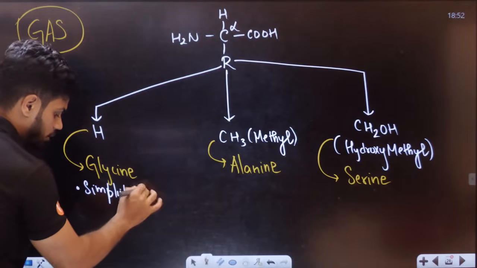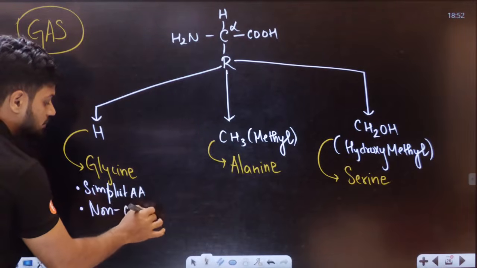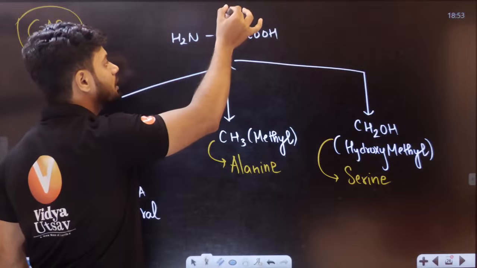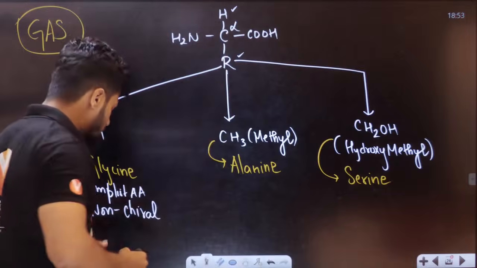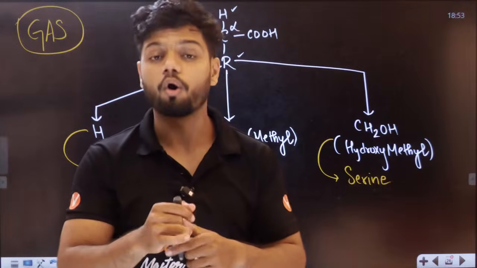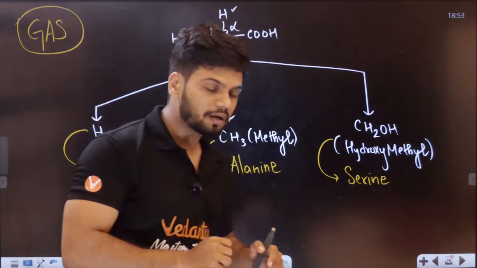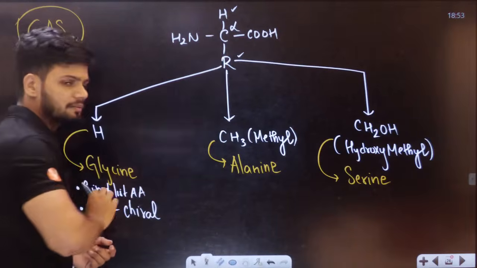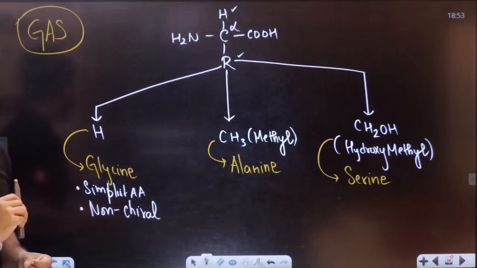simplest amino acid here, and it is going to be non-chiral in nature. Why non-chiral, students? It is going to be non-chiral because here also we have hydrogen, here also we have hydrogen. So here 2 functional groups become the same. So it becomes non-chiral. Chiral means what, students? Chiral means all 4 are different. That is called as chiral, students. Carbon with 4 different groups. But in the case of glycine, if you add H here, it becomes non-chiral.